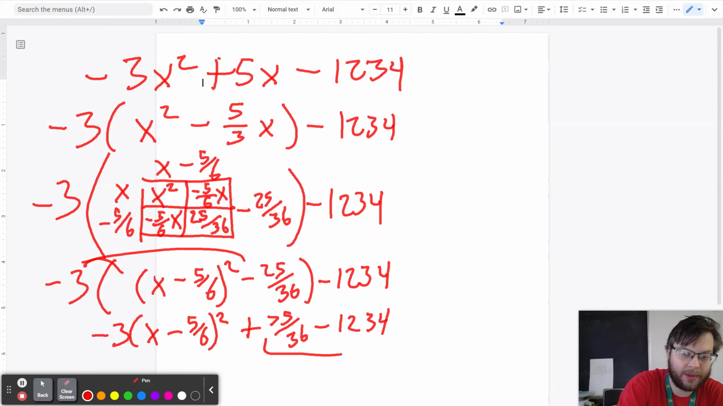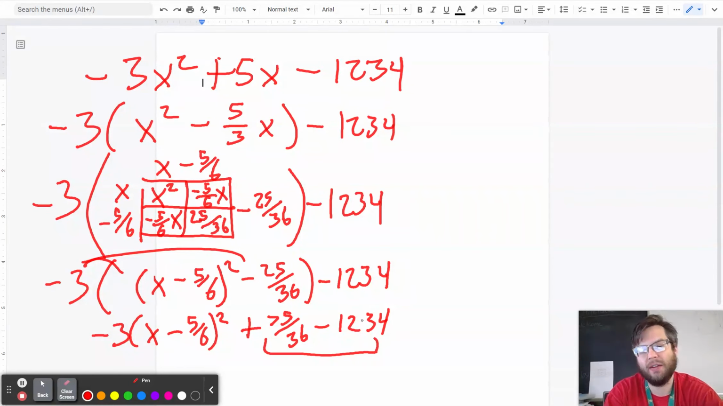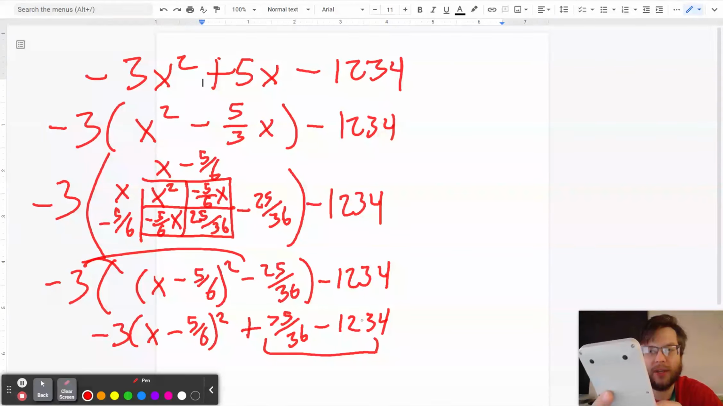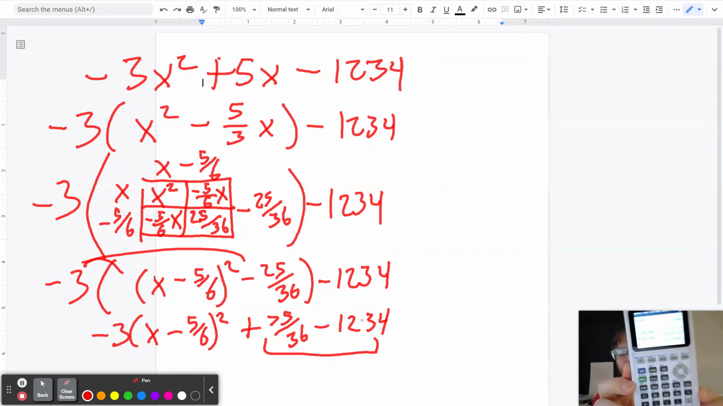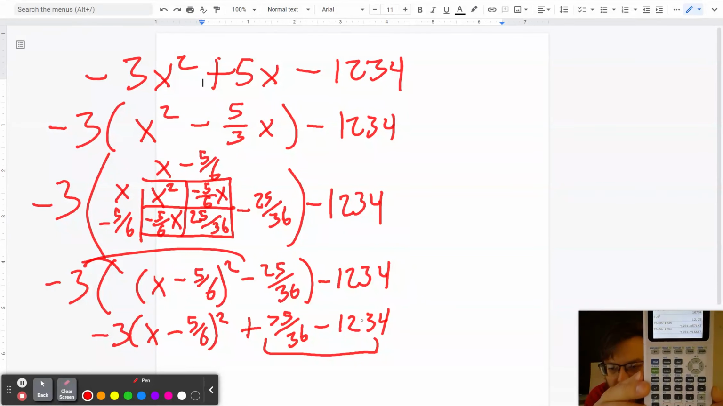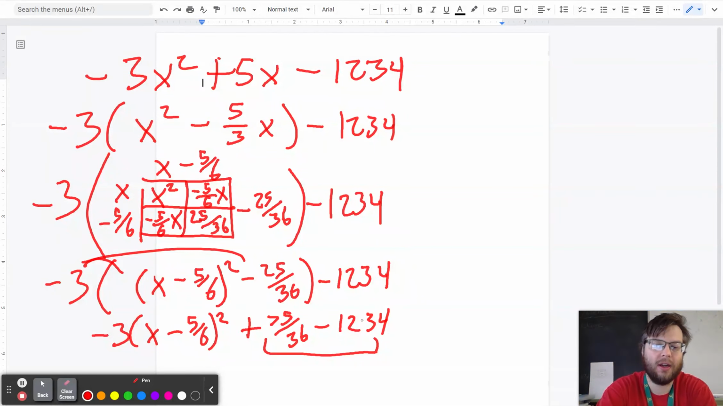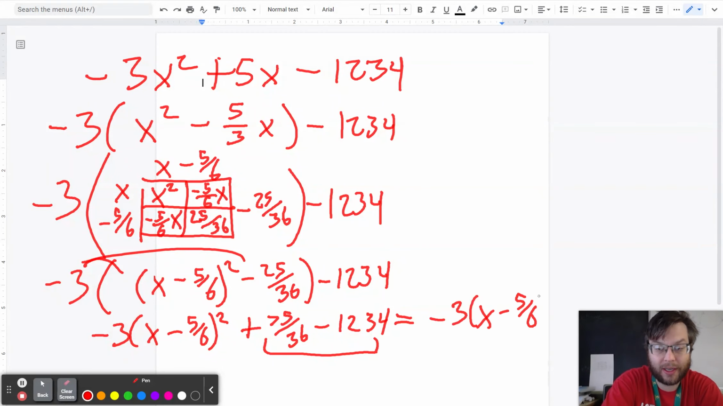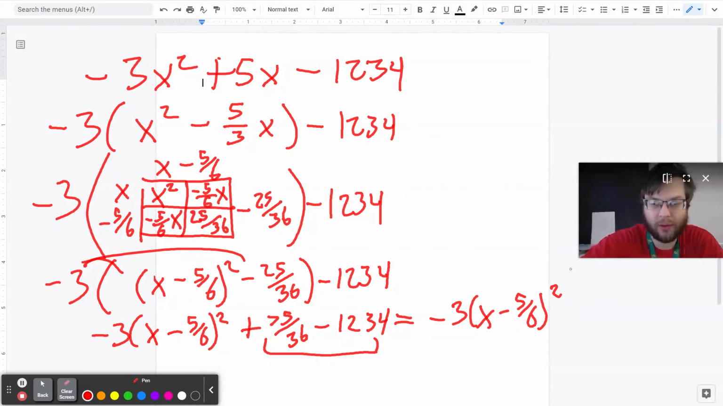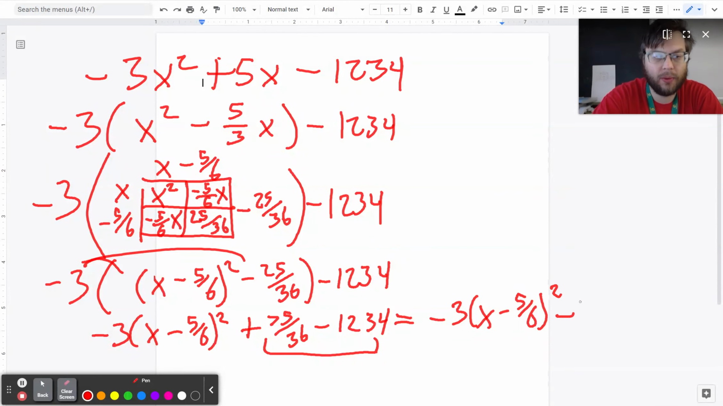Last step is just combining these. I'm going to grab a calculator. I've shown off enough with fractions for today. You can use a calculator throughout the whole process. You don't need to be a hero and try to do all your fractions, although it's good practice. So I get this, and that gives me my total completed square version. This ending version is an equivalent equation to what I started with.